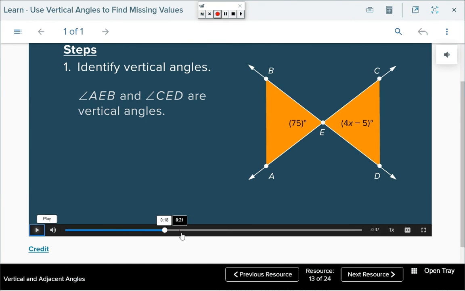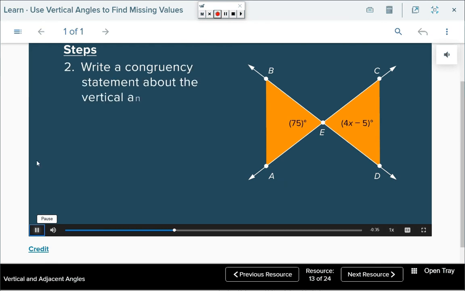Okay, so let's take a look at this, guys. These two angles equal each other, right? So if I was to put an equal sign in the middle of them, 75 equals 4x minus 5. Do you think I could use that to solve for x? I could, right? Because this equals this. What did I just form? A two-step equation. And you know how to solve two-step equations, don't you? So you could use that to solve for x.